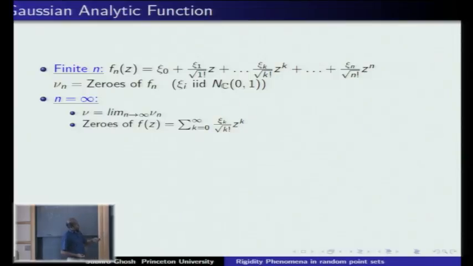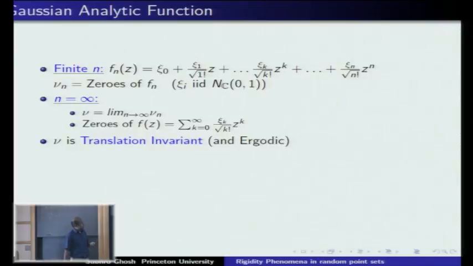In fact, you can interchange the order of limits. You can first take the limit of the polynomials as an entire function and compute the zeros, and the distribution of those zeros is equal to what you get as the limit of the zeros of random polynomials. This limiting point process is also translation invariant and ergodic, although there is no invariance in the finite ensemble.